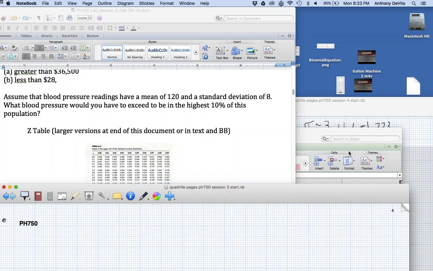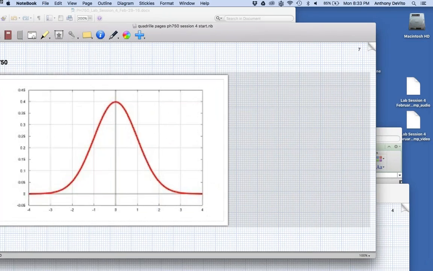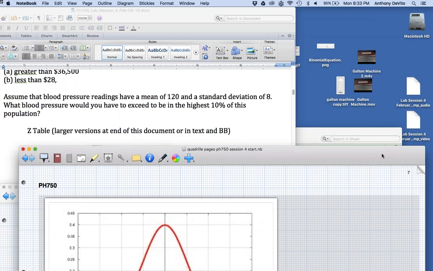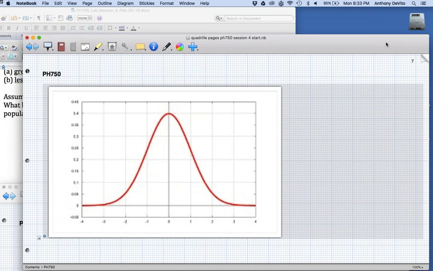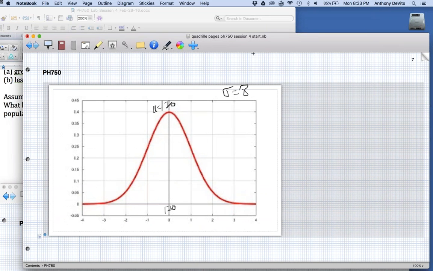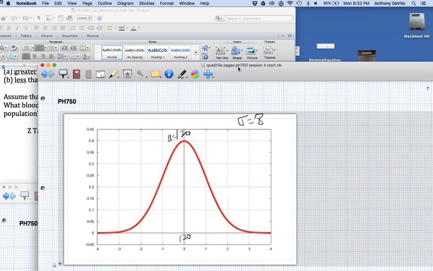Okay, so now let's see what this looks like. What do we know about the distribution of blood pressure readings? The mean is 120 and the standard deviation is equal to 8. The mean is 120 down here too. So the question is, what blood pressure would you have to exceed to be in the highest 10% of this population?